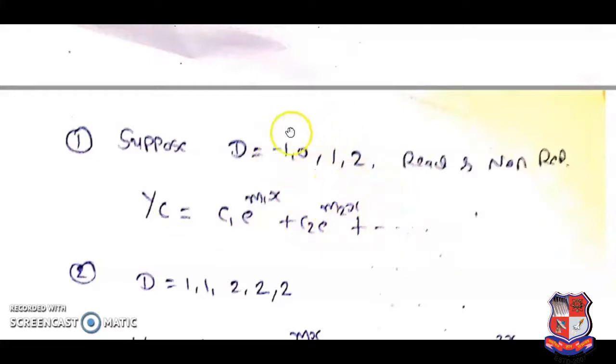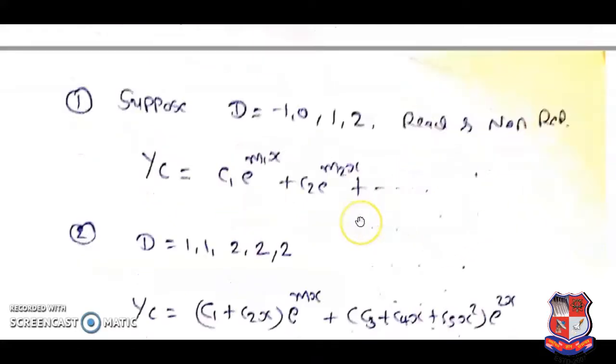It depends on the factors. How many factors are there? Suppose 4 factors, that means we have to write down the first 4 steps. 2 factors, then only 2 steps. 3 factors, then only 3 steps. This is what we write when the roots are real and non-repeated.